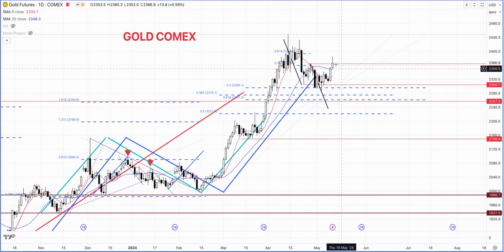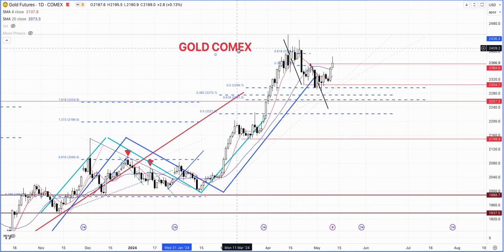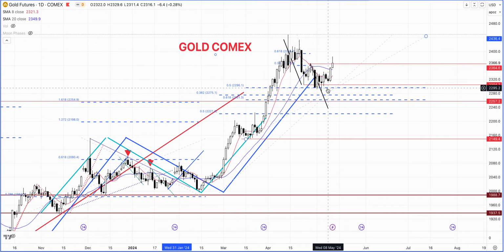But I don't like how it closed the day, because it looks like a lot of profit taking happened, or the sellers came into this market. So we need to wait and see further confirmation. But it looks like this 2285 might have been a good low.